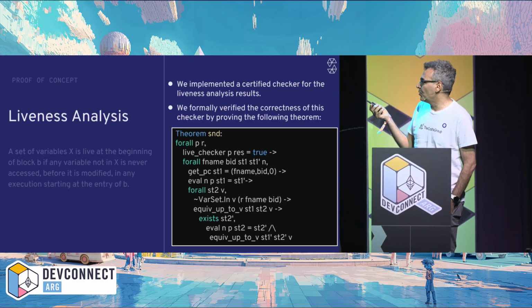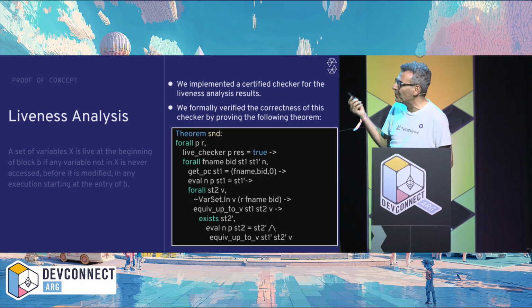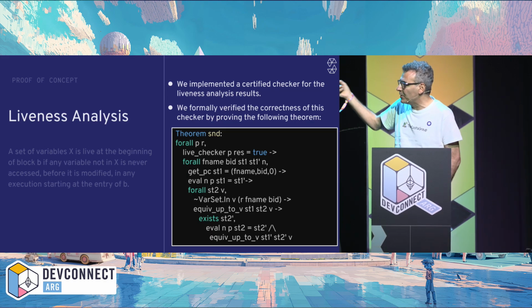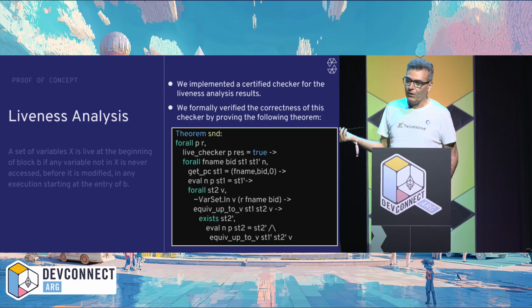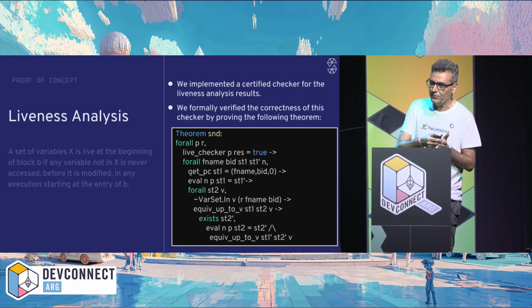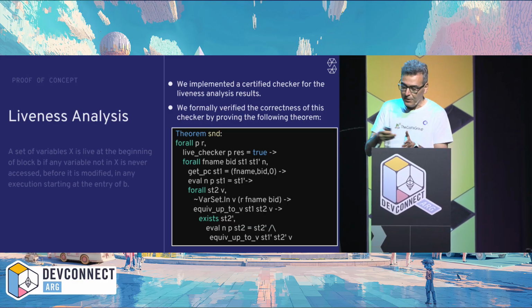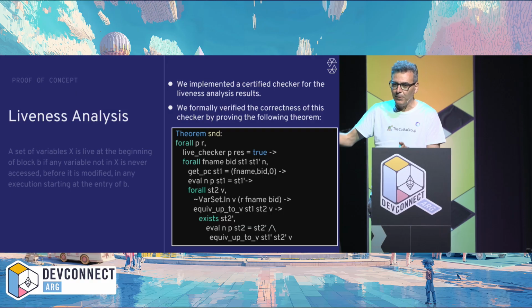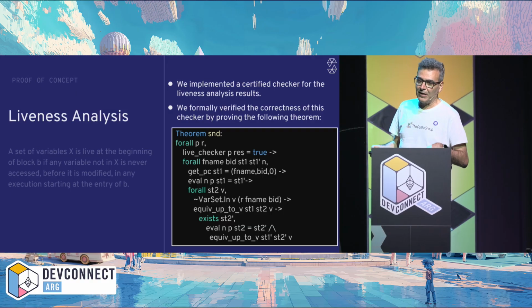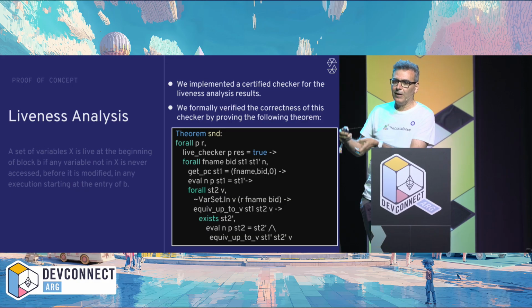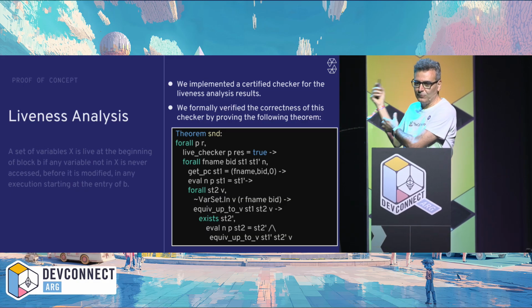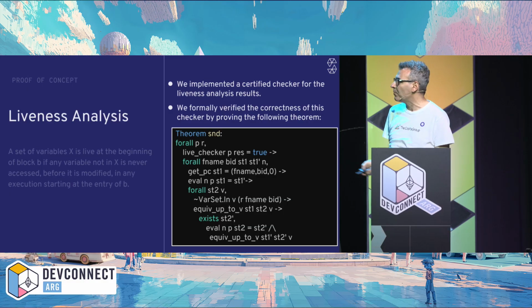The checker is implemented in the proof assistant Coq, and it is also formally verified. So the statement that we have proved basically says: if you start from a state ST1 and in some execution steps you get into a new state ST1 prime, then if you start from an equivalent state, up to the value of a variable that is not live, you will also be able to make an execution step and arrive at a state that is equivalent to the previous one.